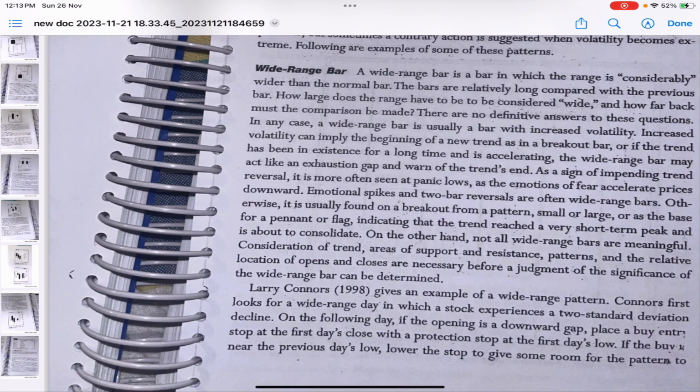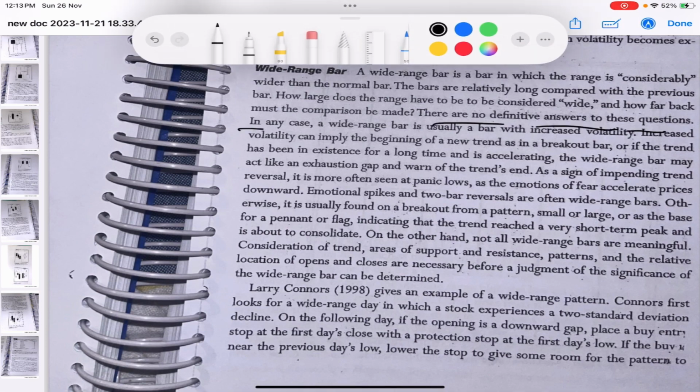Okay, so how are you going to say whether a candle is a wide range candle or not? It's more of a visual concept. I just looked at the chart and decided that this is going to be a particular wide range candle. That's how it's going to be. There are no definitive answers to the question.